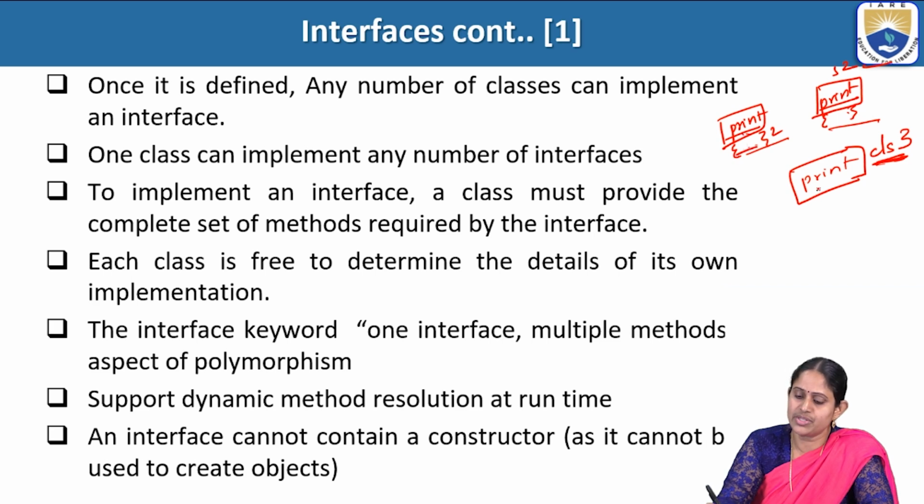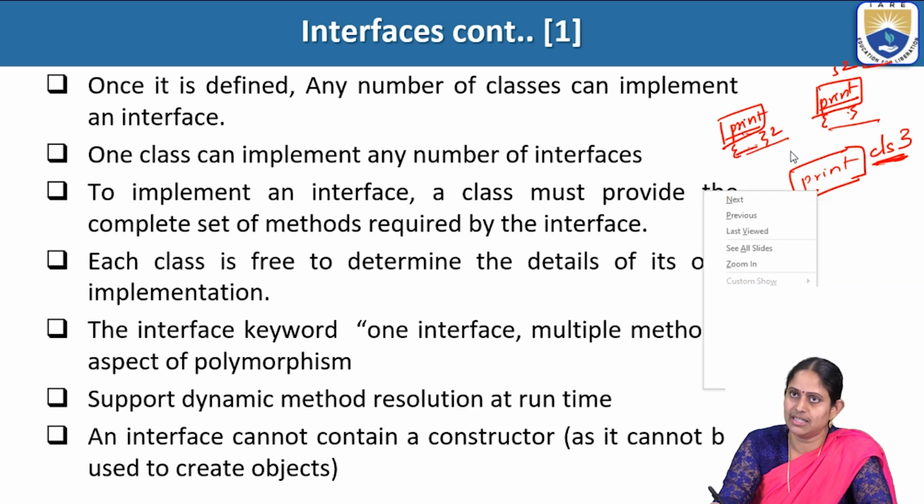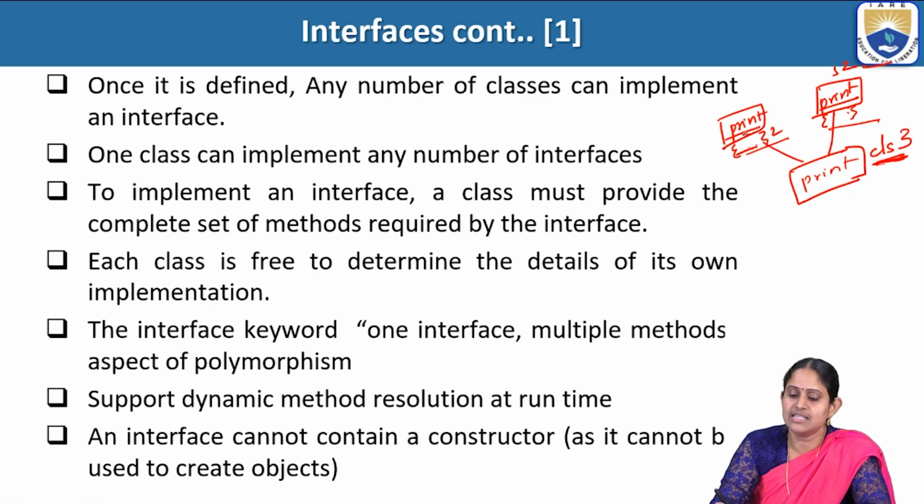So the class which is implementing that interface, here this class 3 is implementing both interface 1 and interface 2, then this print method will be given the body or the implementation inside class 3. So there won't be any ambiguity. And this also supports dynamic method resolution at runtime. An interface cannot contain a constructor to create an object.